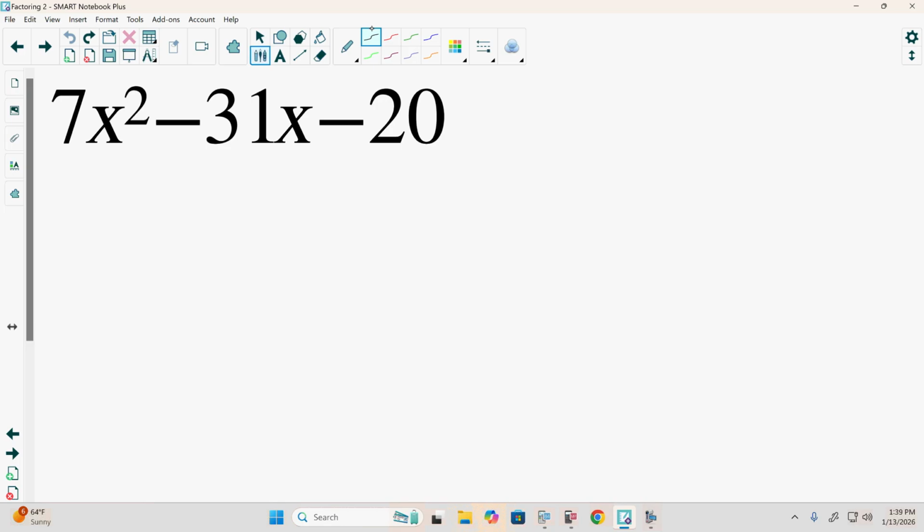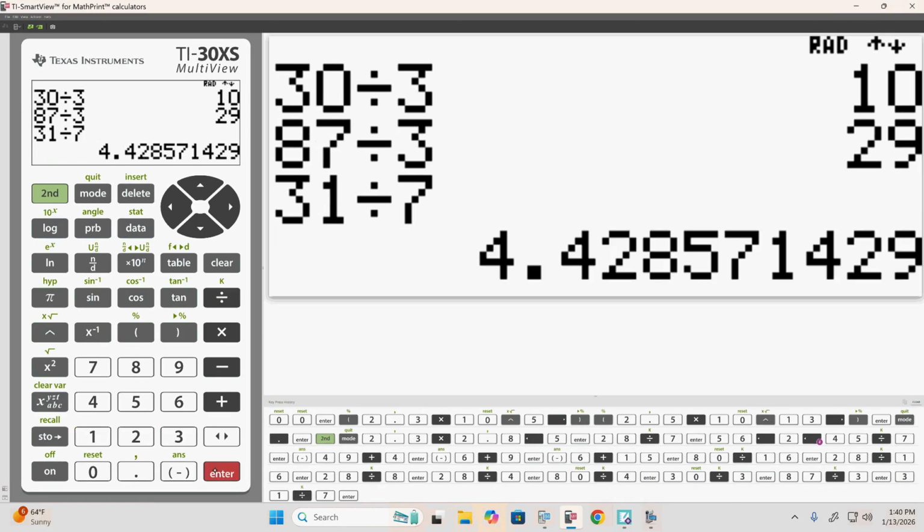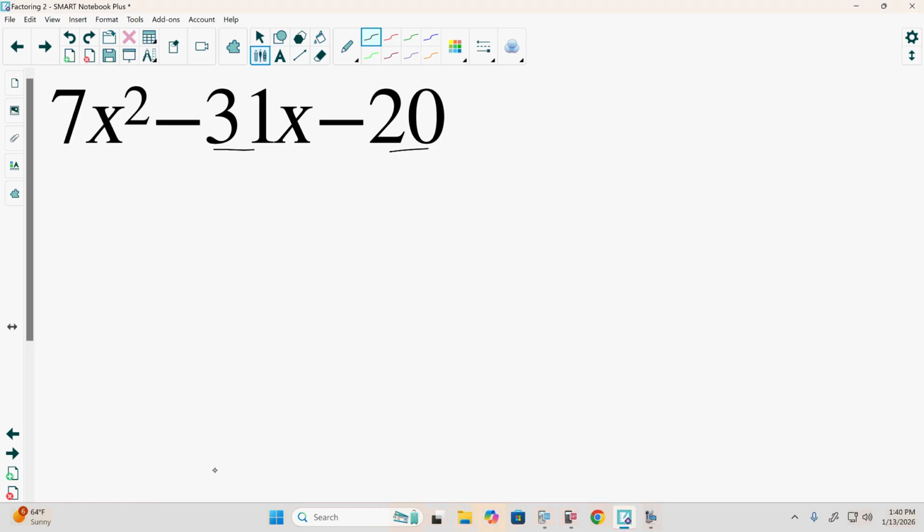Then we're looking to see if a number will go into 7, 31, and 20. Well, the only factors of 7 are 7 and 1. 31 and 20 are not divisible by 7. 31 divided by 7 does not work. So that tells us there is no greatest common factor for these three terms here for this quadratic.